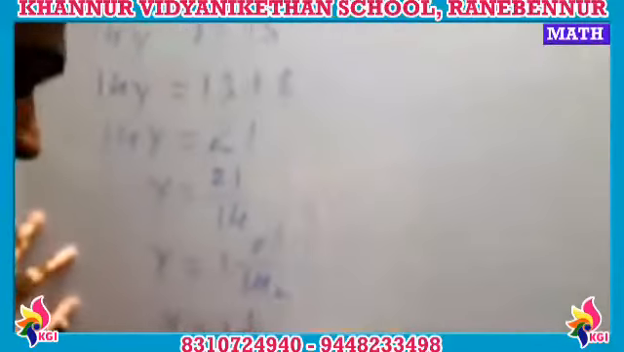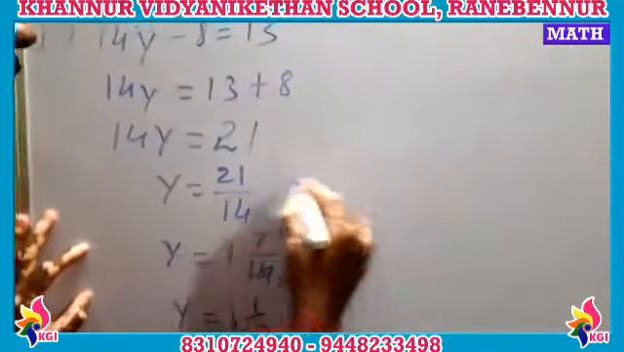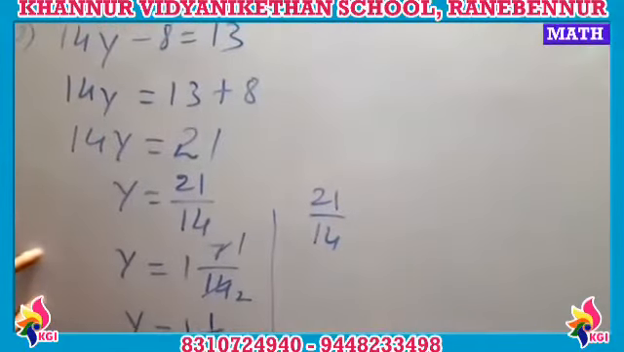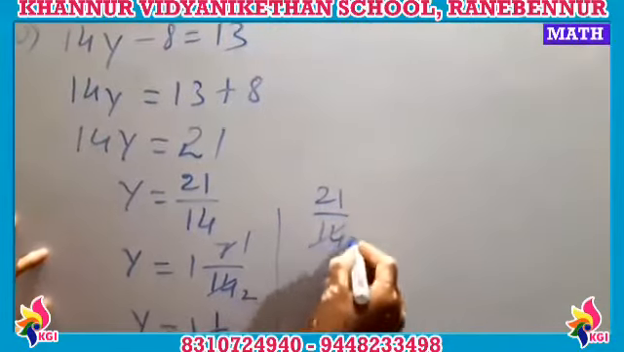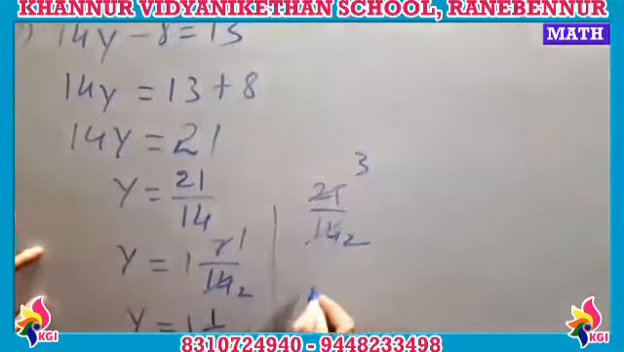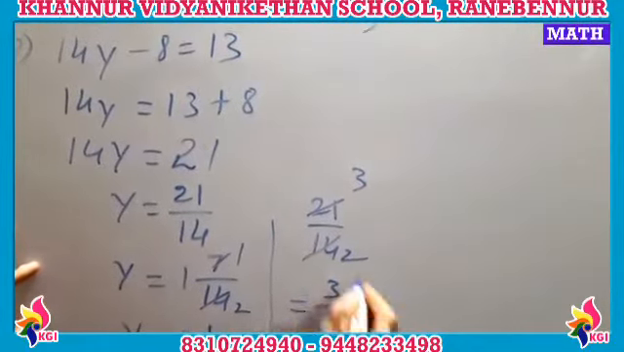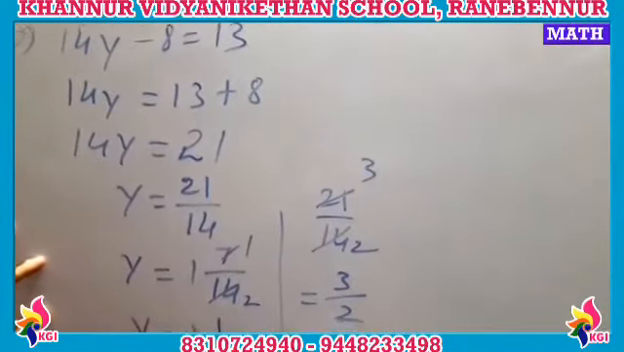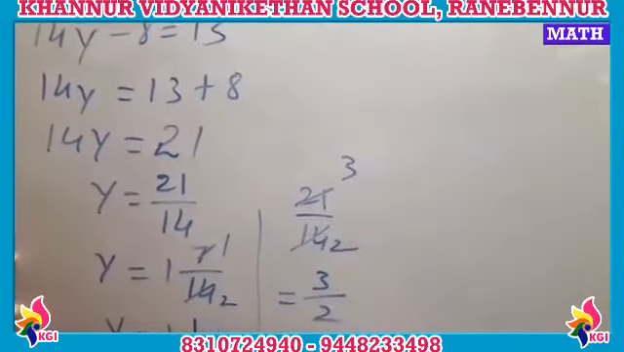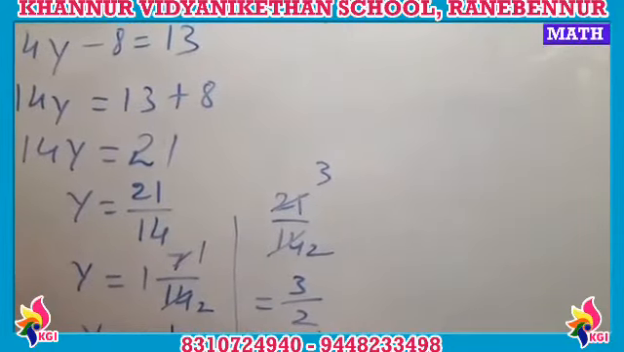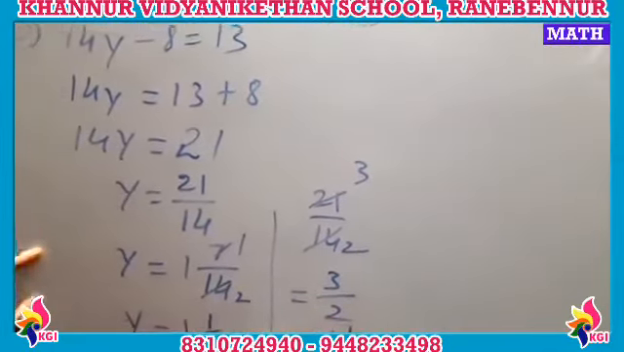But the actual way to do it is, here we have 21 divided by 14, correct? You know the 7 tables. 7 twos are, 7 threes are. So I remain with 3 divided by 2. Okay. So 3 by 2 is an improper fraction. So I need to convert that to a mixed fraction, which means here I remain with 2 ones are 2, plus 1. So the same answer has come. Understood?